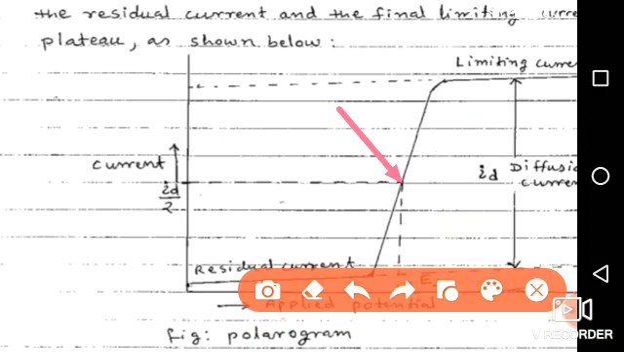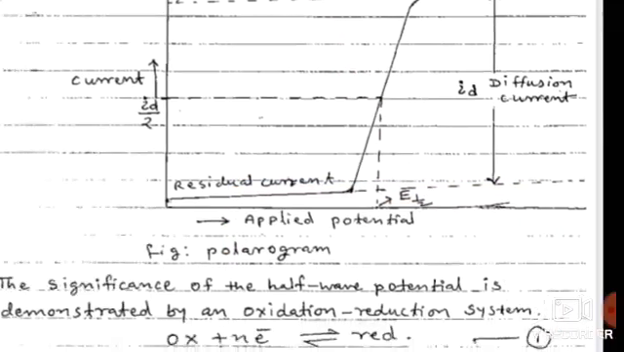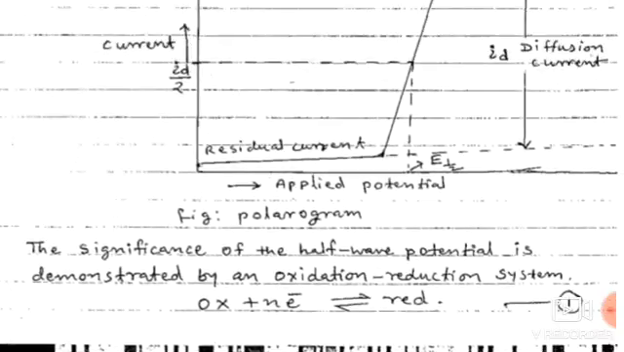So this point on the inflection curve, half of the distance between the limiting and residual current, is nothing but the half wave potential of this polarographic curve, or polarogram. The significance of the half wave potential is demonstrated by the oxidation-reduction system, that is, oxidation plus one electron gives the reduction. This is equation number 1.